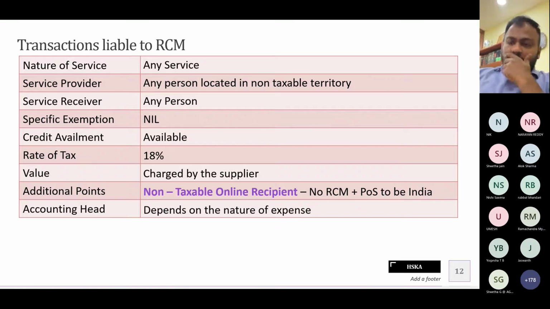Okay, so now if you import any services from a person who is located outside India and you are in India, then you are required to pay tax under reverse charge mechanism. Let's look at the logic, very simple. There is a company in HSR Layout who will allow you to access their cloud storage services, and for that they're charging you 100 rupees per month.